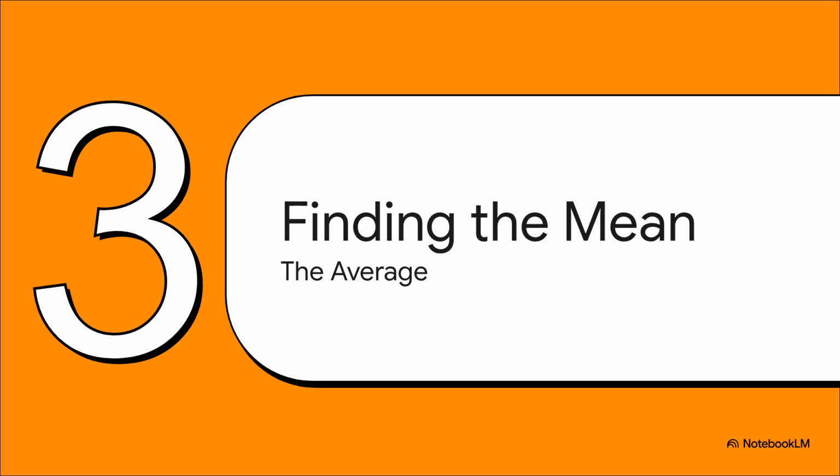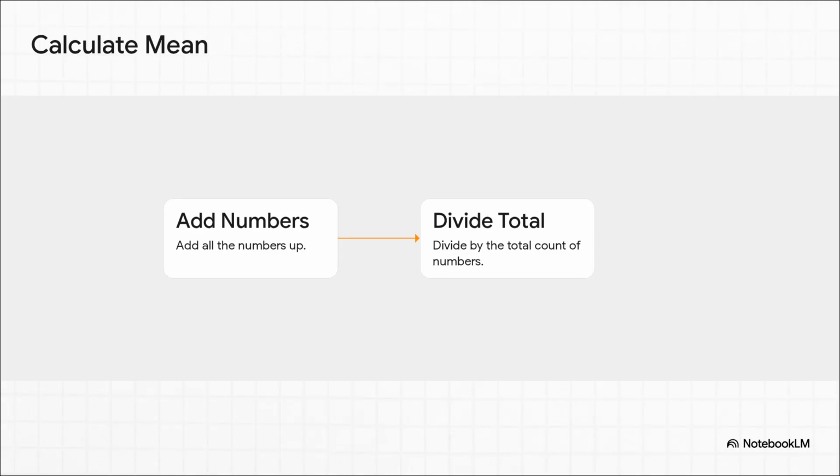Let's dive into Section 3, finding the mean, otherwise known as the average. The mean is what most people are actually talking about when they use the word average. It's a quick 2-step process. Step 1, you just add all the numbers up. Step 2, you divide that total by the count of numbers you have. It levels everything out perfectly.